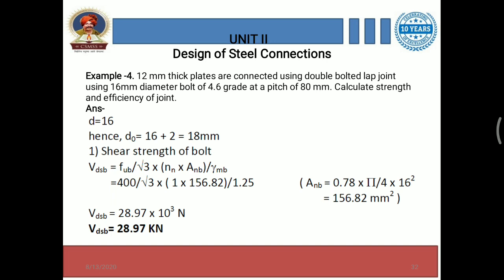Okay, first is shear strength of bolt, then bearing strength. This is a well-known formula now, everyone. VDSB is equal to FUB upon root 3 into NN into ANB plus NS into ASB.